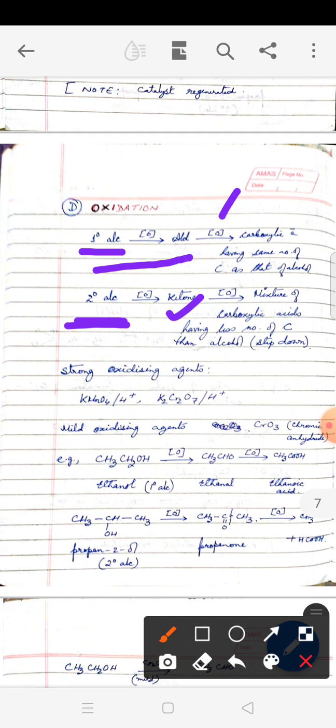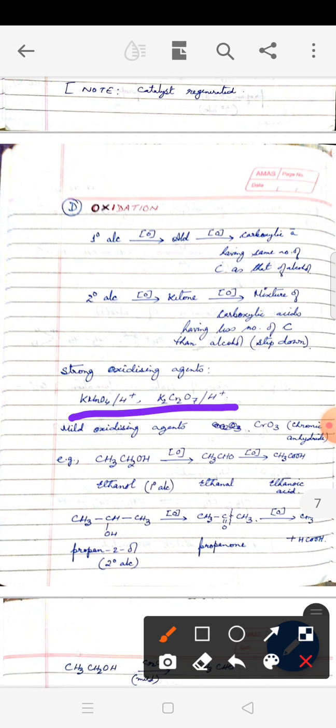Now you need to know which oxidizing agents are strong and which ones are weak. Under strong oxidizing agents, the most common examples are KMnO4 with sulfuric acid and potassium dichromate with sulfuric acid. Under the mild oxidizing agents, we have chromic oxide. We have another oxidizing agent, we call it PCC, which is a mild and selective oxidizing agent. We shall talk about it later. So let us try to understand the reaction with strong oxidizing agent.